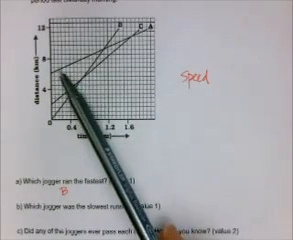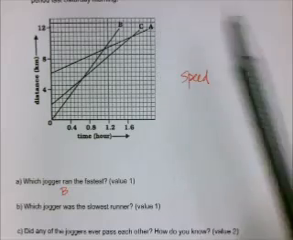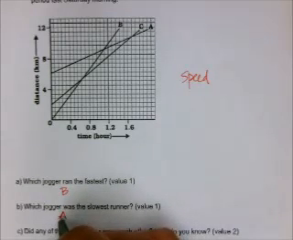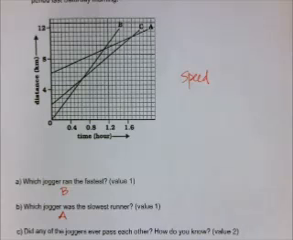All right, which jogger was the slowest? Well, that's the slowest guy right there, this guy right here who has the least steep slope. He's running the slowest. He's covered the least amount of distance over the longest amount of time. And I'm not judging because that would be me, but all right.